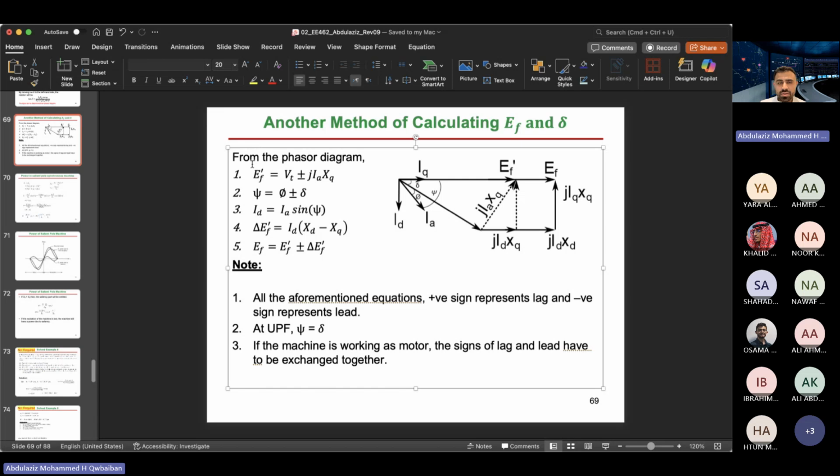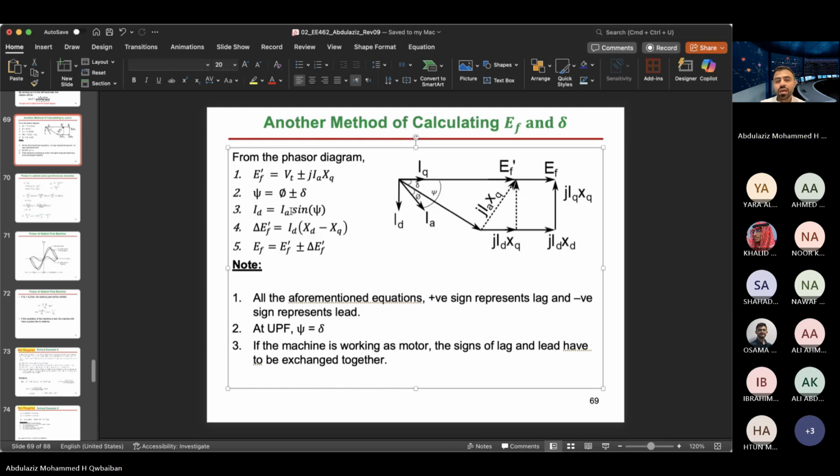This is the other method. EF prime is what? EF prime is VT plus jIAXQ. This is IA, scale it with XQ and multiply it by j. You should get this arrow. So EF prime is this arrow plus this arrow. Define psi to be the angle delta plus the angle of the power factor. Then you will find the relationship that ID is nothing but IA times sine psi, trigonometry.